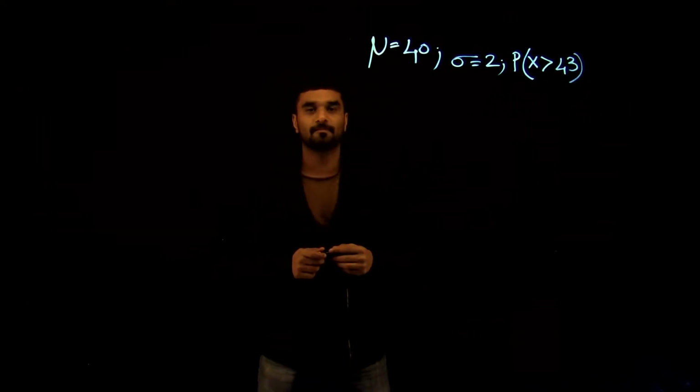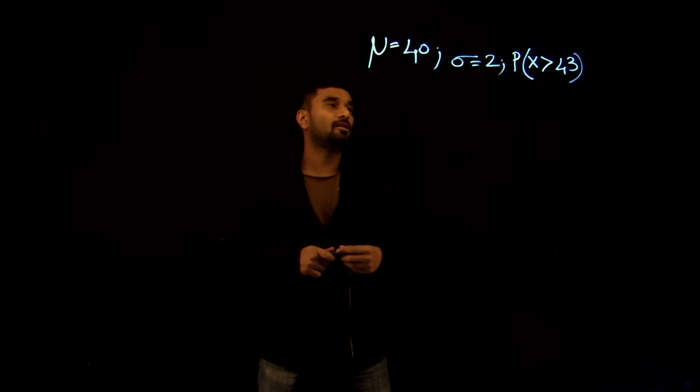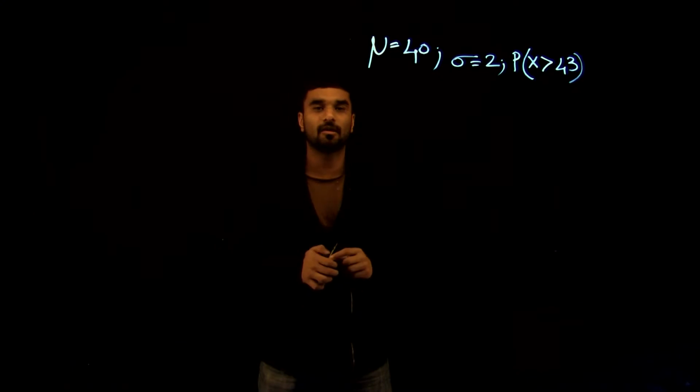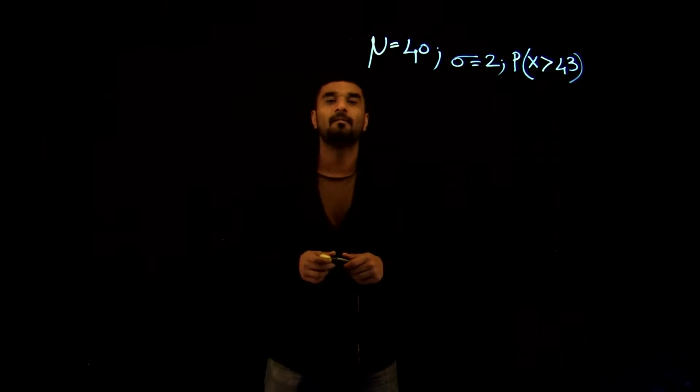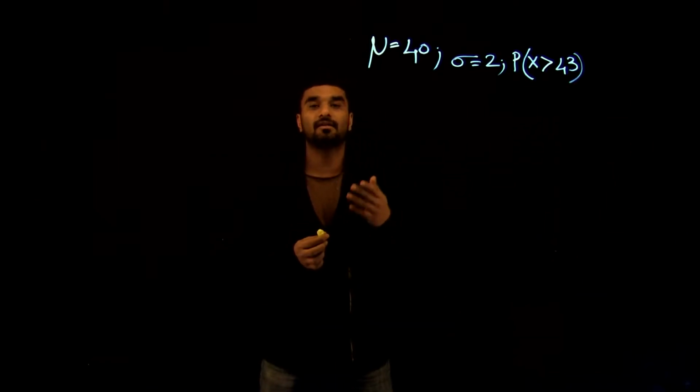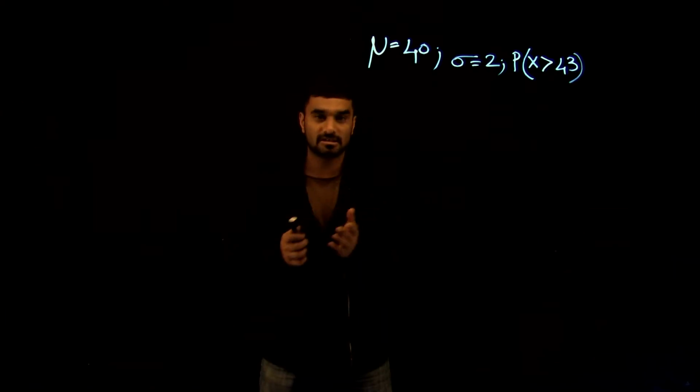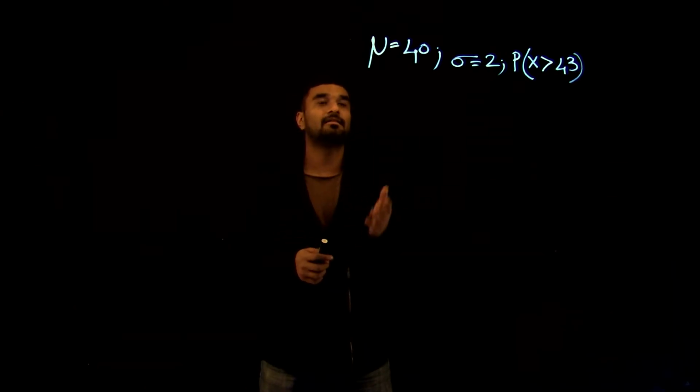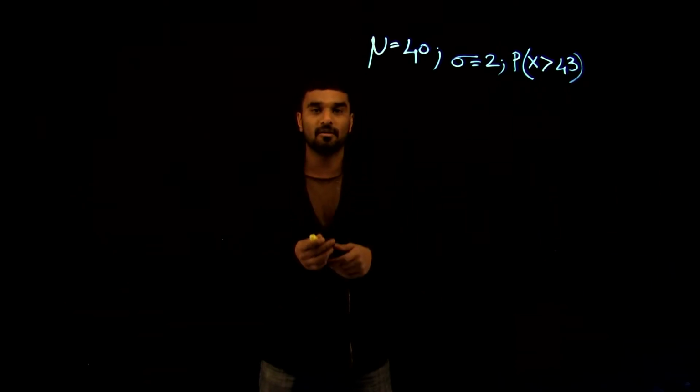greater than 43. If you were to plot the normal curve for this one, it's going to be a symmetric curve centered about your mean value 40. What you need to do is find the area under the curve for x values greater than 43. But to make your calculations and life a little bit simpler, you can shift this graph slightly such that it is centered about a mean value of 0.